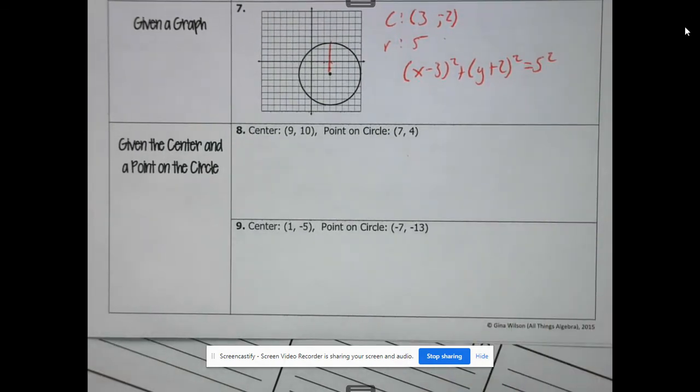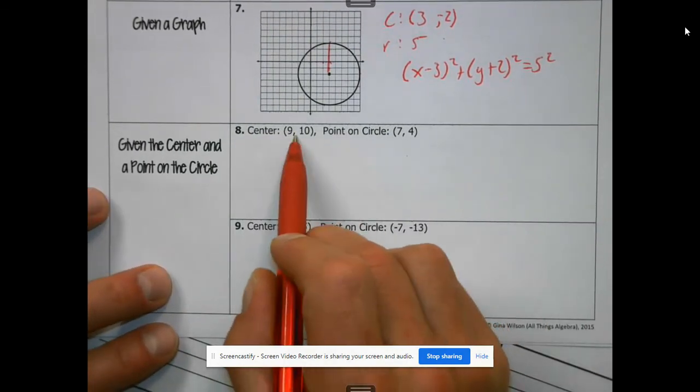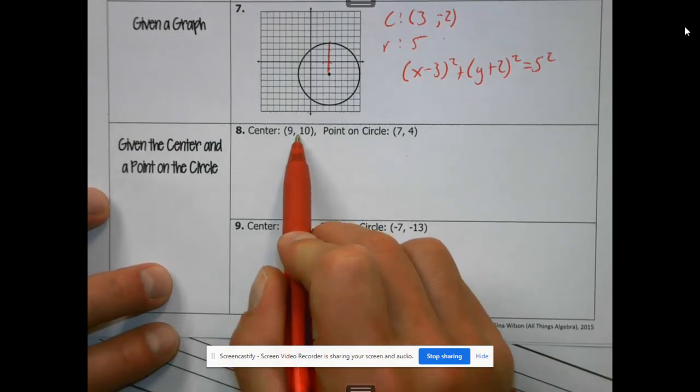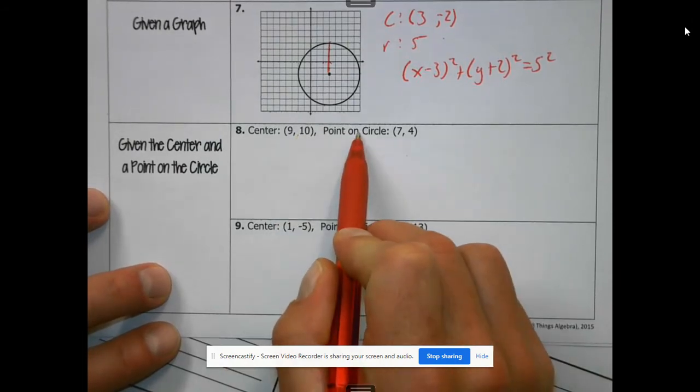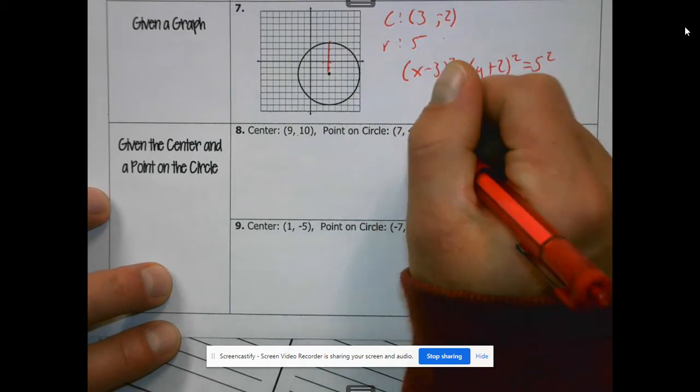Numbers 8 and 9, a little trickier. I'm giving you the center, cool. And I'm giving you a point on the circle, not cool. The piece that you do not have, you need the radius, right?